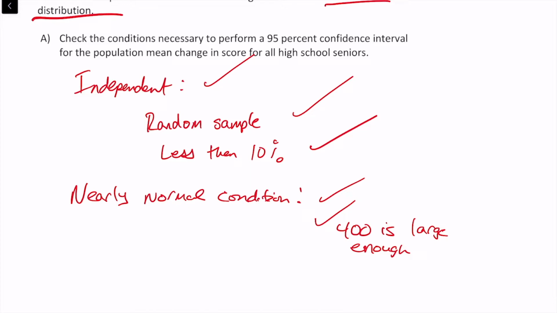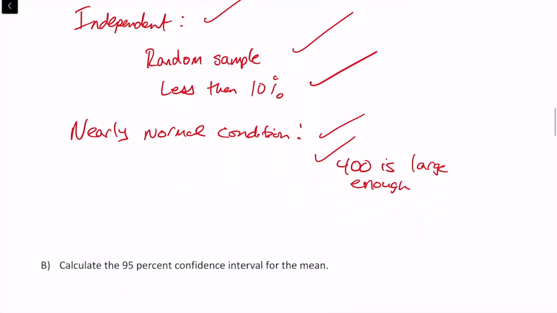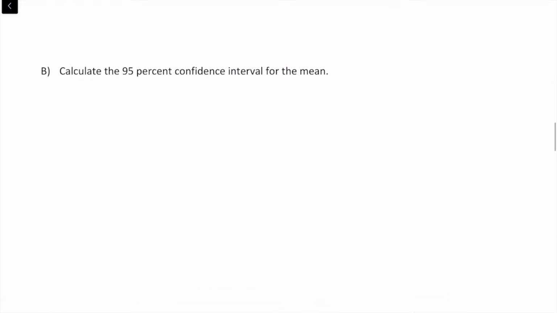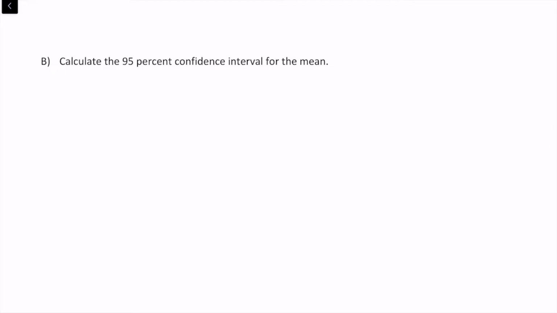So with all that being said, all the conditions are met in order to find the confidence interval. In part B, they want us to do exactly that. Find the confidence interval. All right? So I'm just going to remind myself what the formula for the confidence interval is. It is x bar plus or minus our critical t-score times the sample standard deviation over the square root of n, okay?